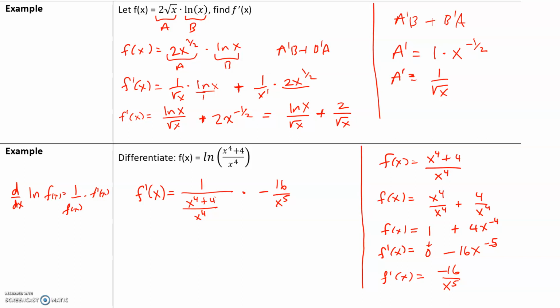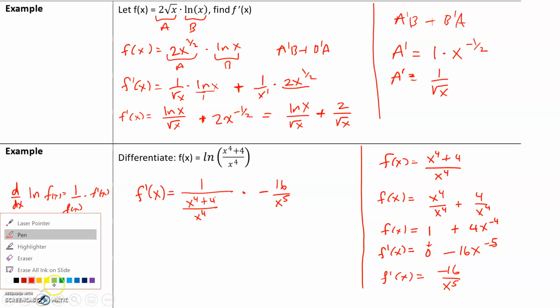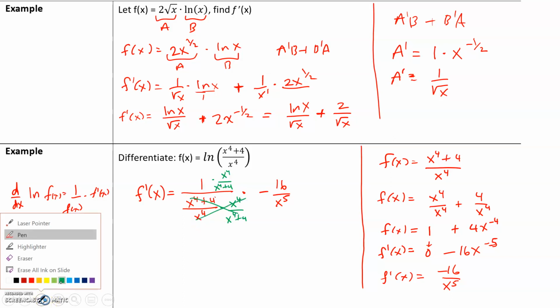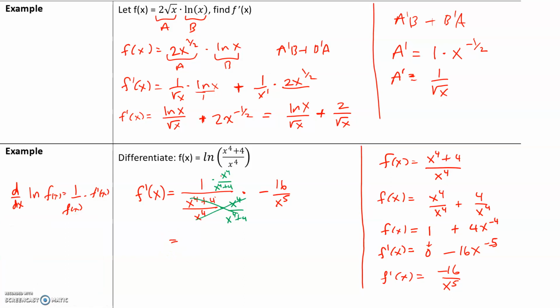We know that we can't divide by a fraction. So instead of dividing by a fraction, we are going to multiply by the reciprocal of the fraction. So we're going to multiply the denominator by x to the fourth over x to the fourth plus 4. Same thing on the numerator. Multiply by x to the fourth over x to the fourth plus 4. So all of this is going to cancel out. And on the numerator, here's what we have. We have x to the fourth divided by x to the fourth plus 4. And remember, we still have to multiply this by negative 16 over x to the fifth.